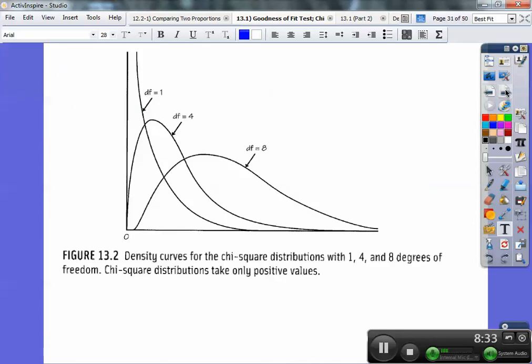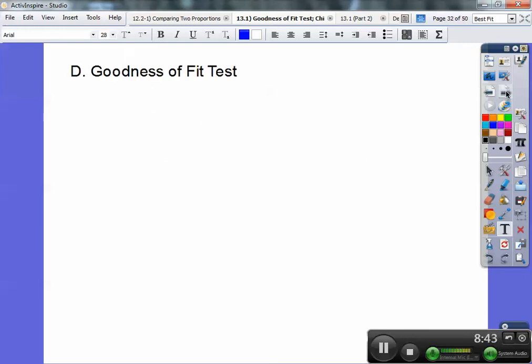And so see, here's the figure right here. It's skewed to the right. See how all these are skewed to the right? But as your degrees of freedom increase, which means your sample sizes are increasing, it's getting more normal. Okay? So, goodness of fit test.